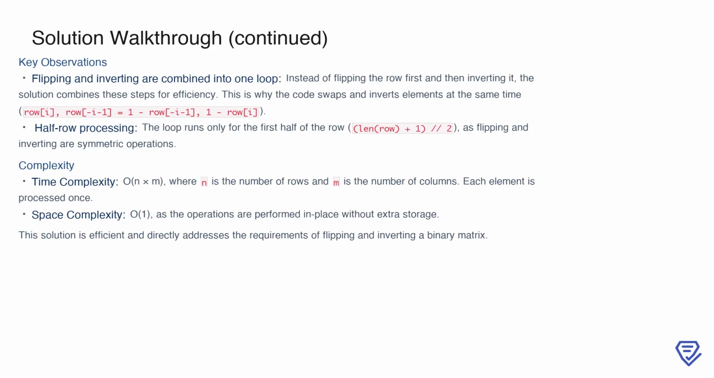The time complexity of this solution is O(n times m), where n is the number of rows and m is the number of columns, as each element is processed exactly once. The space complexity is O(1), since all operations are done in place, without requiring extra memory. This makes the solution both time and space efficient, perfectly suited to meet the problem's requirements.